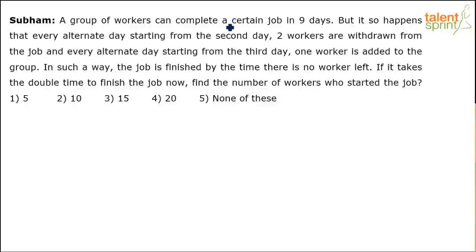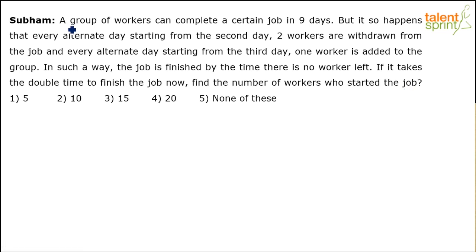A group of workers can complete a certain job in 9 days. But it so happens that every alternate day, starting from the second day, 2 workers are withdrawn from the job, and every alternate day, starting from the third day, 1 worker is added to the group. In such a way, the job is finished by the time there is no worker left. If it takes double the time to finish the job now, find the number of workers who started the job.